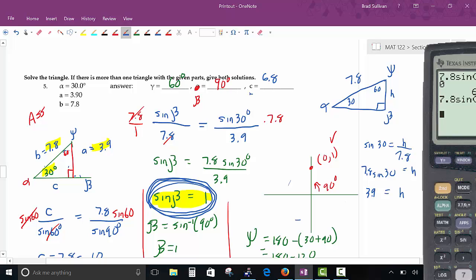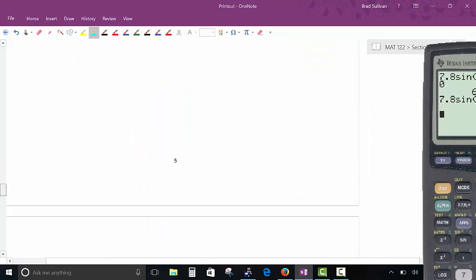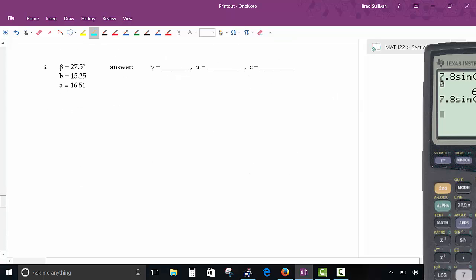Notice that's the same as this. So that's why we got one answer, because those two things match. This is the same as the height, so therefore we have one triangle answer. Okay, so I'm going to do one that's got two possibilities. Let's go to this number 6.